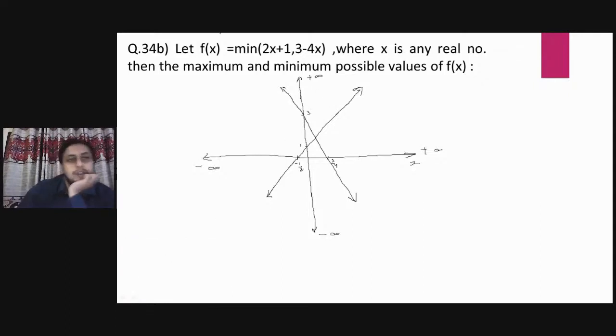Guys, the question is fx equals to minimum. Now you have to choose the minimum value. Minimum value means when you move from minus infinity to plus infinity, which graph gives us the minimum? See, this goes quite far ahead like this, I have not drawn it completely, right. Similarly this will also move to infinity and go quite far ahead, right. These are straight lines guys, these are straight lines, right.